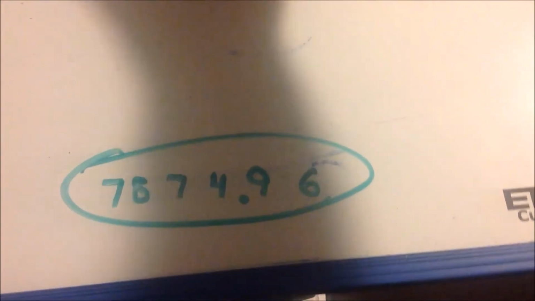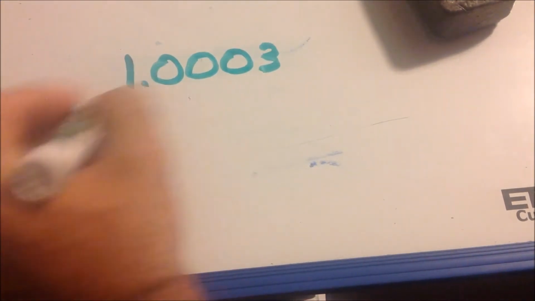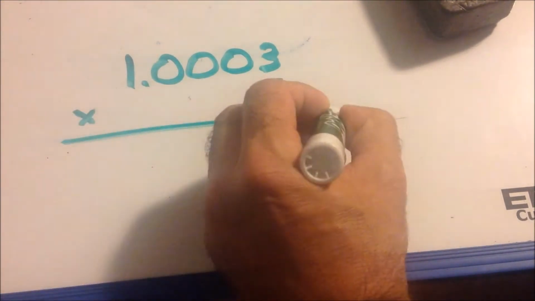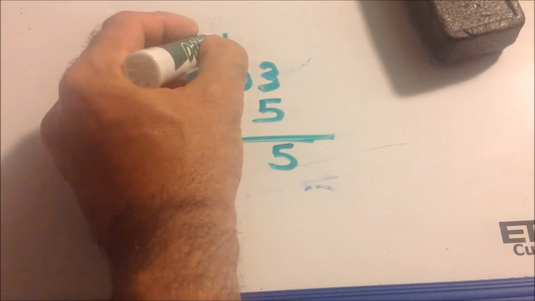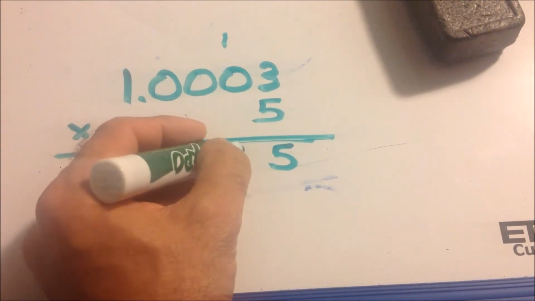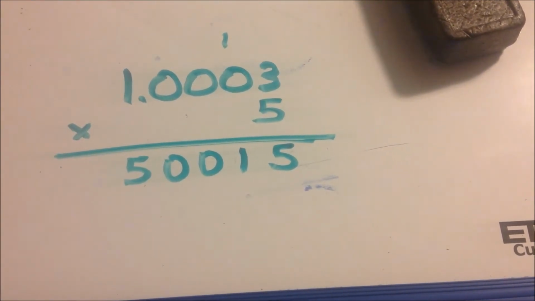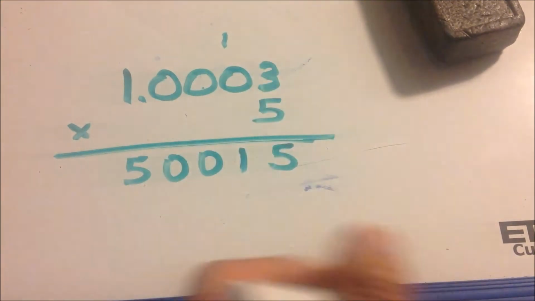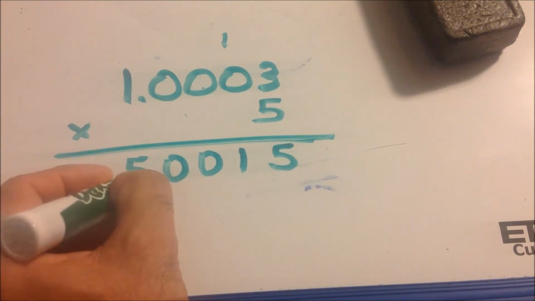Now let's say you had something like this. What if I had 1.0003 times 5? Don't line the decimals. So 5 times 3 is 15. 5 times 0 is 0. Then we have 1. Then we have a 0, and a 5. How many decimal places do we have? Let's count: 1, 2, 3, 4. We have 4. So from the last number, we go 1, 2, 3, 4, and there's our answer.